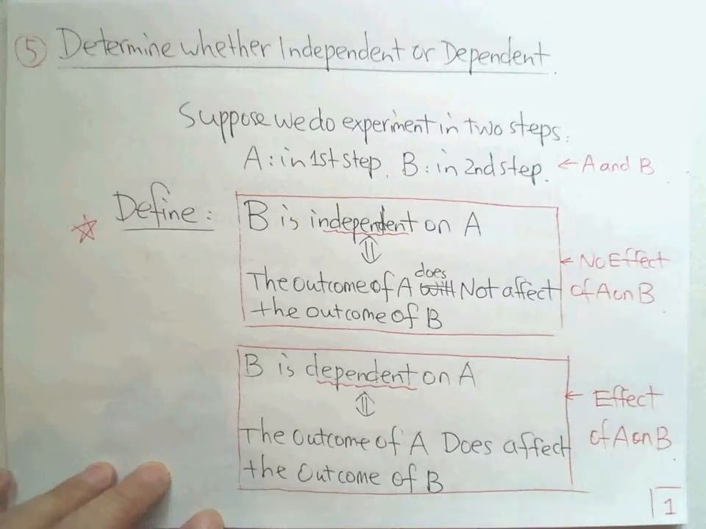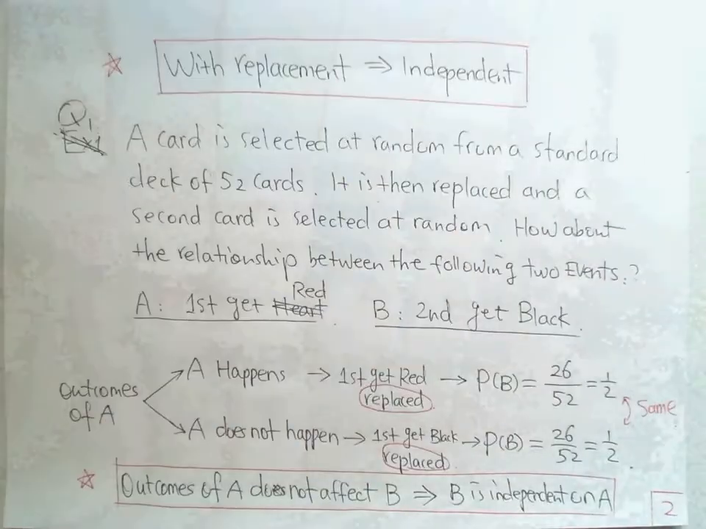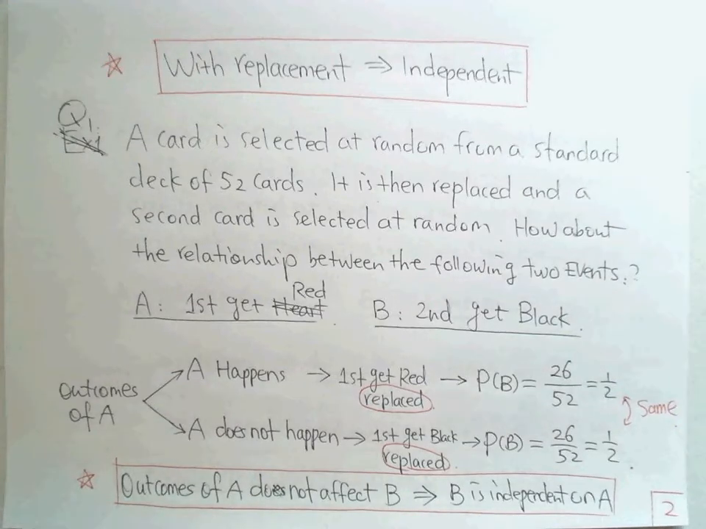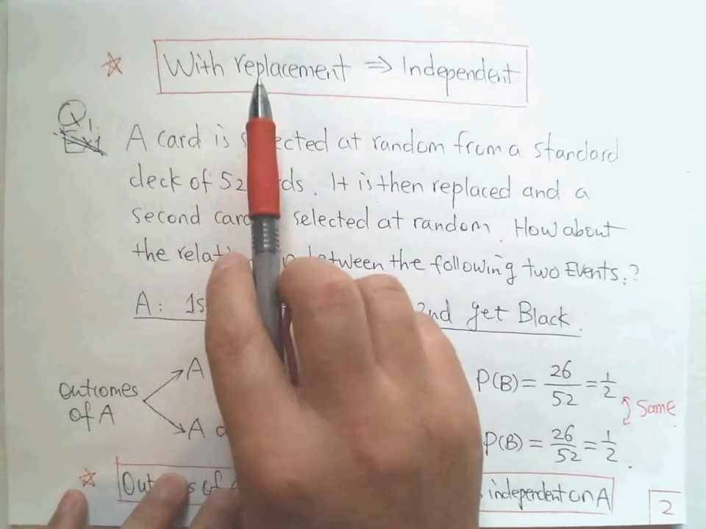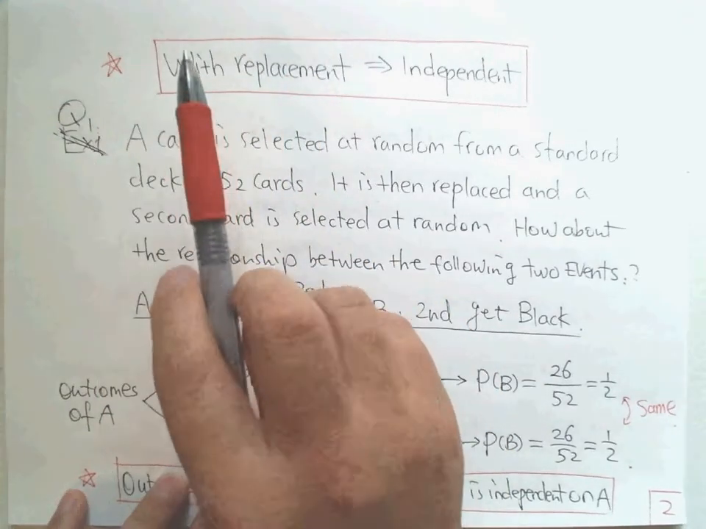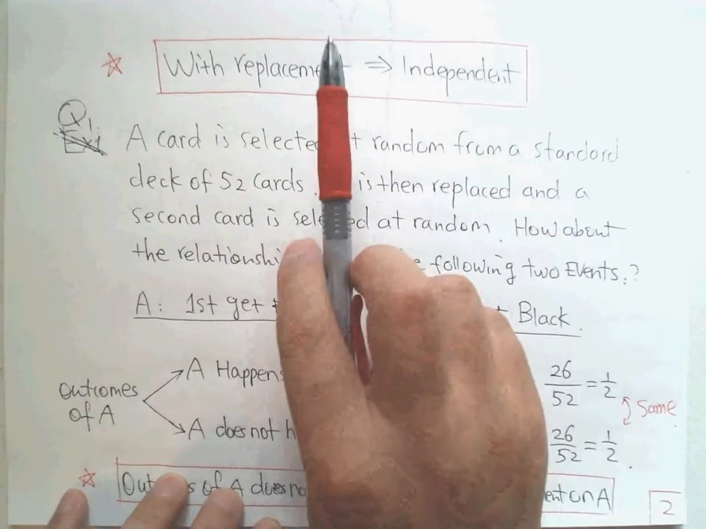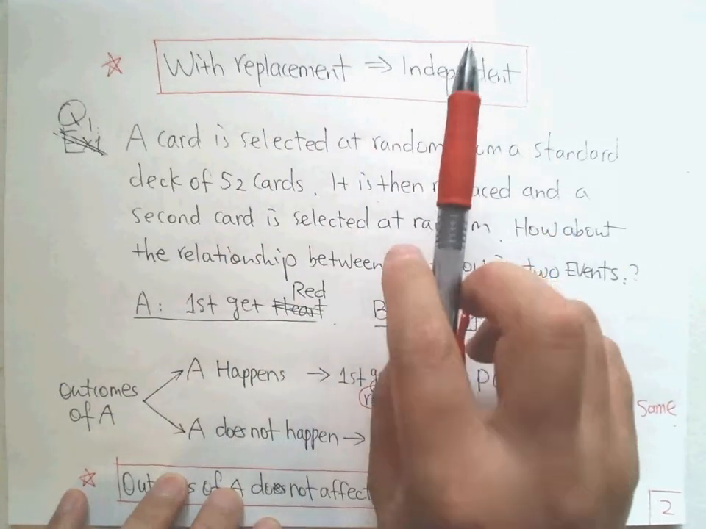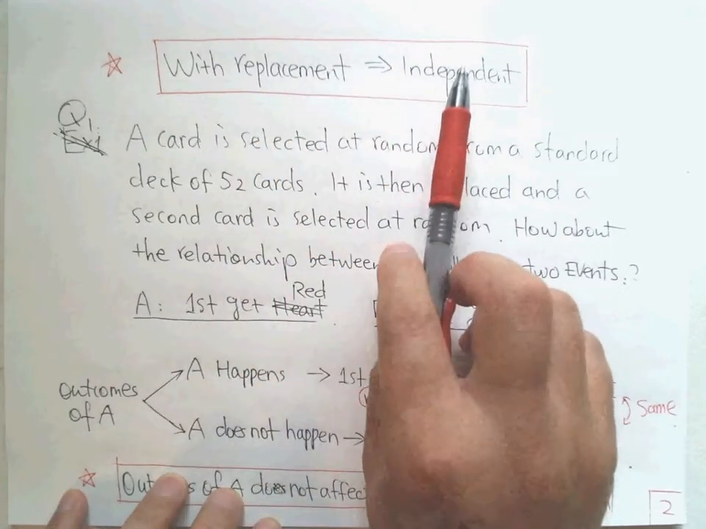So keep in mind these 2 definitions. Now I have a few examples. First, we have this result. If we do 2 steps, and in the first step you put it back, that is, with replacement, then the 2 steps will always be independent. With replacement causes independent events.